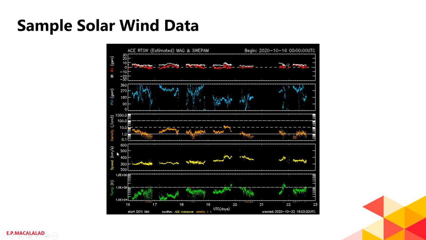The figure here is determined by ACE, the Advanced Composition Explorer, which was launched in 1997. Since 1998, it has provided everybody real-time solar wind information, which is very important in the prediction and space weather forecasting.